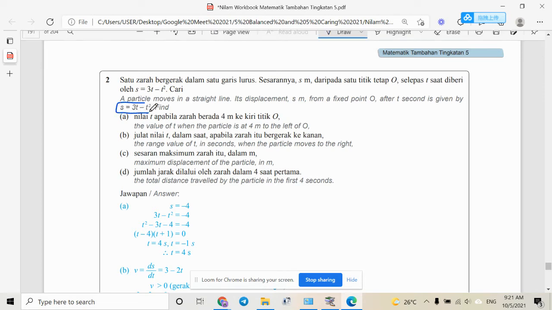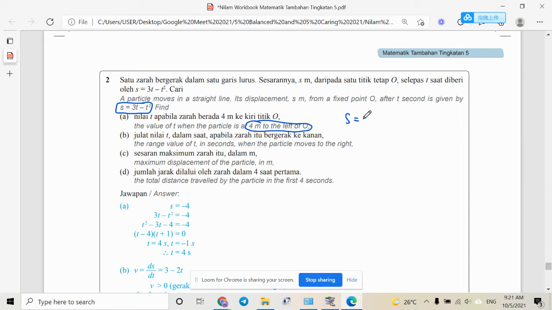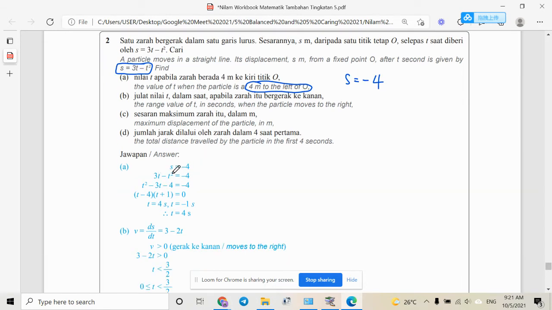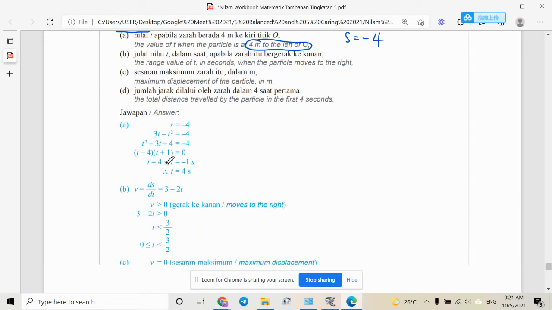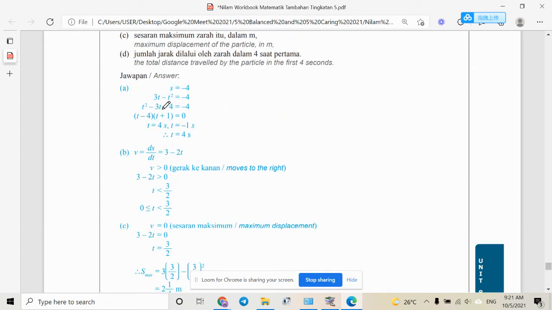So s equals, this time they give you s, displacement. Question A, find the value of t when the particle is 4 meters to the left of O. Remember, 4 meters to the left, s is a negative value. So s is negative 4. So just substitute s is negative 4 into the formula, and notice that this one is a quadratic equation, so just rearrange it to become ax squared plus bx plus c equals 0. Rearrange, become this term. Then factorize it.